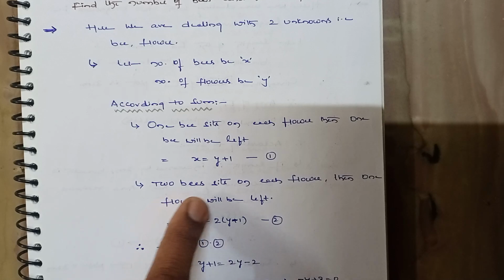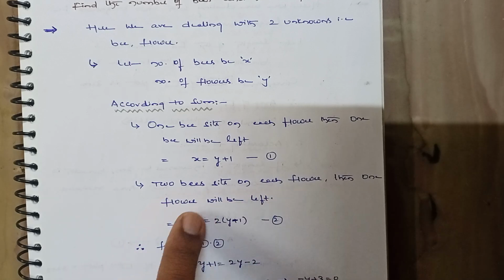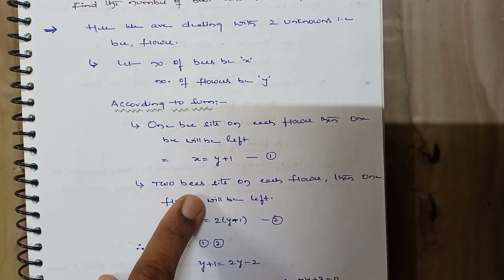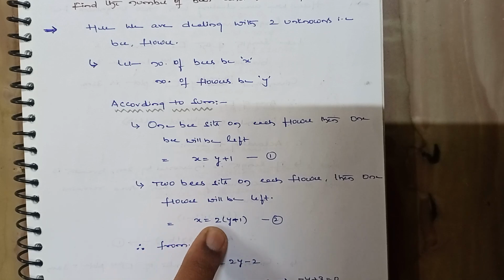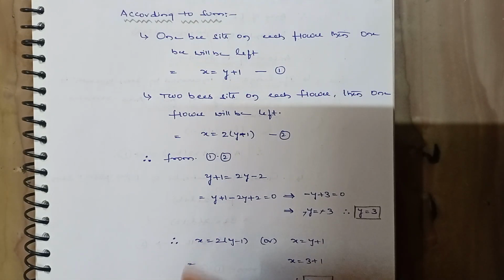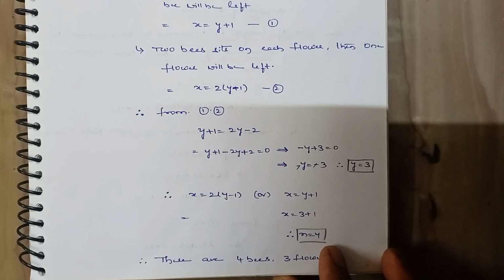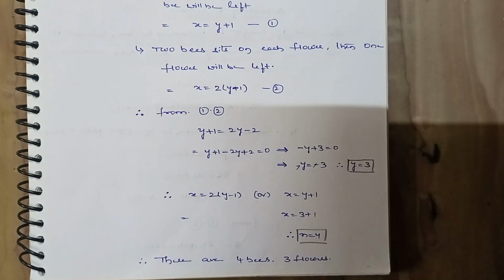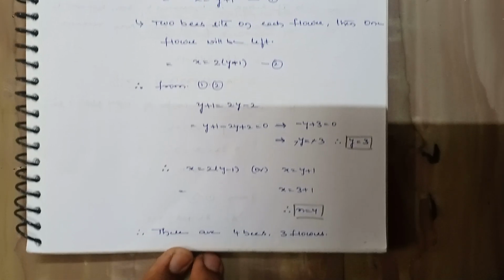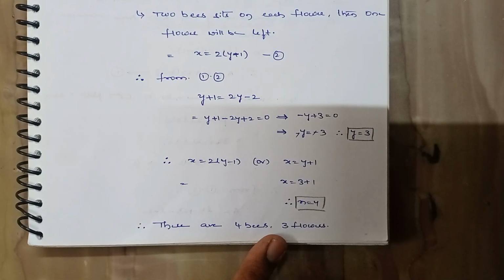Second one. Two bees sit on each flower, then one flower will be left out. Two bees. Okay. x equal to 2 into y minus 1. That is equation 2, guys. Okay. Solving 1 and 2, we get x equal to 4 and y equal to 3, guys. x equal to 4, y equal to 3. Therefore, there are 4 bees and 3 flowers.